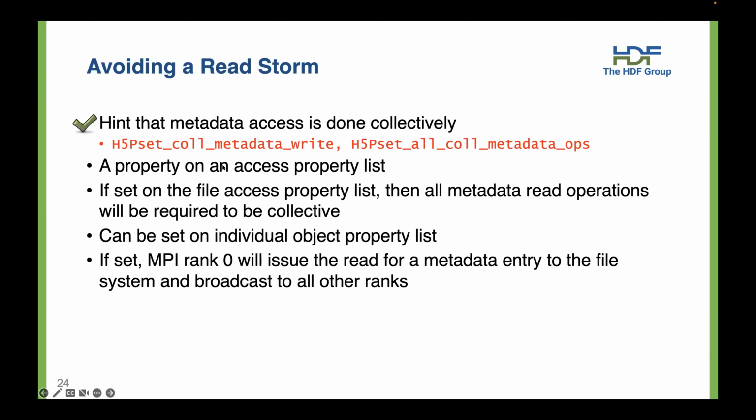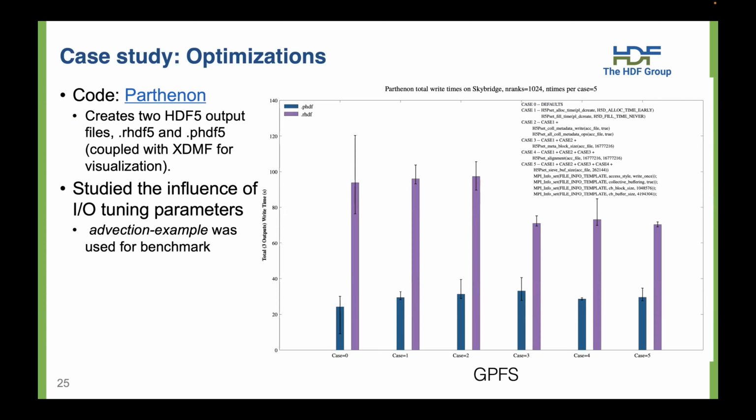So what we introduced in HDF5 are these new APIs, H5Pset_coll_metadata_write and H5Pset_all_coll_metadata_ops. This is a property you can set on the file itself. If you set it on a file, then all the metadata read operations will be required to be collective. You can also set it on individual objects, such as the datasets. If set, rank 0 will issue the read for the metadata and then just broadcast it to the others. And these two are also in the demo codes that we'll have in the workshop, and you can see the effect of it.